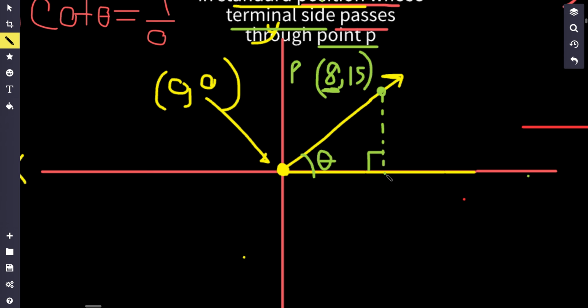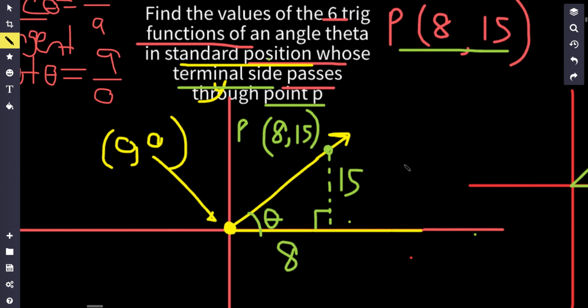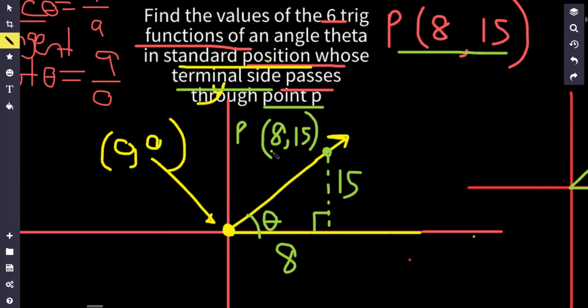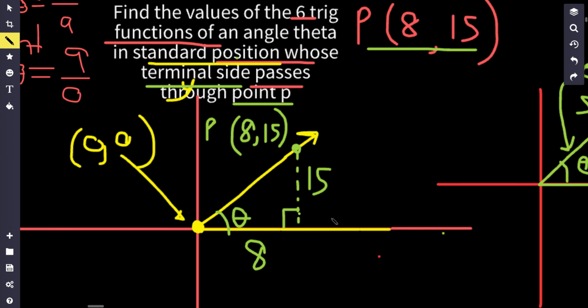So the length of this part of the triangle right over here is 8, because remember, this point is located at (8, 15). And you can all agree that this length represents the x value of our point, which means that this side represents the y value of this point, which means this side has to be 15. Now, I didn't really draw this to scale. That's on my part, but just pretend this is to scale.